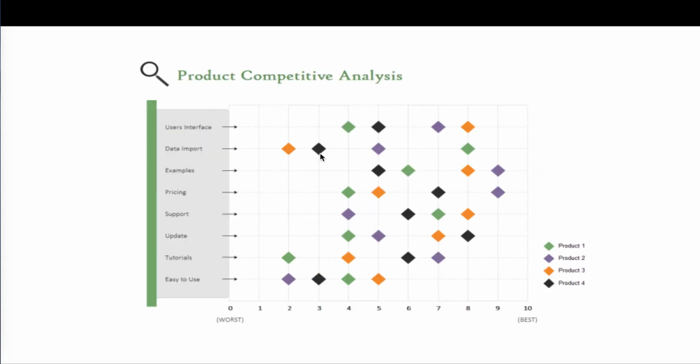Now here's another example that's very visually pleasing and pretty easy to read. It compares 4 different products, and you can see the ratings from best to worst based on if they're easy to use, tutorials, updates, things like that. As you can see, there's numerous ways to do competitive analysis. There truly is no correct or incorrect way. It's just what is best utilized for you and how easily your team can read it.